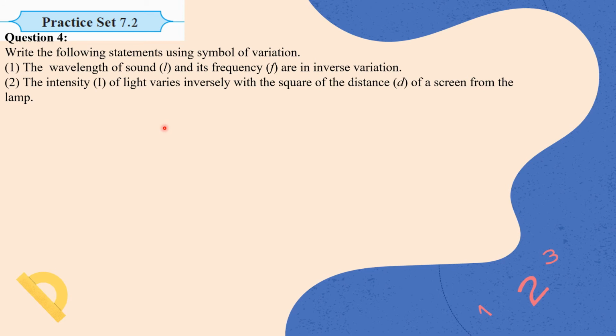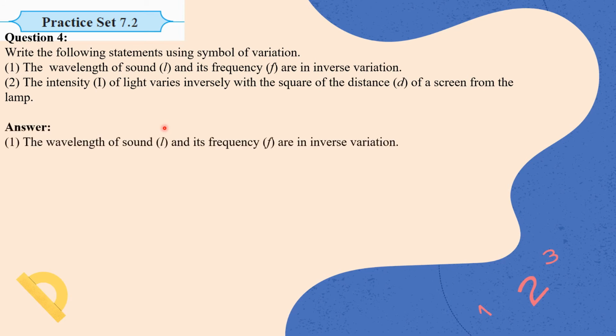Let us start with the solution. So the first one, the wavelength of sound L and its frequency F are in inverse proportion. This statement can be written using symbol of variation as L inversely proportional to 1 upon F.